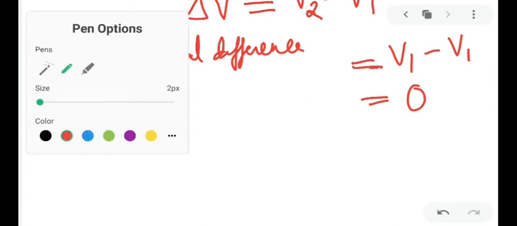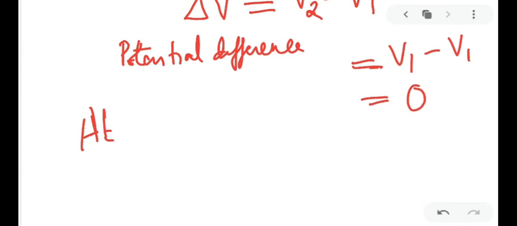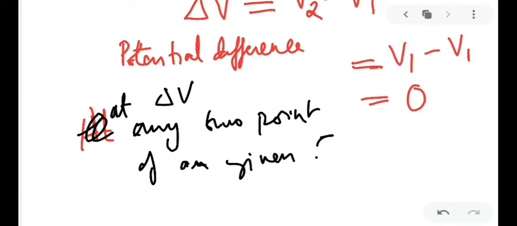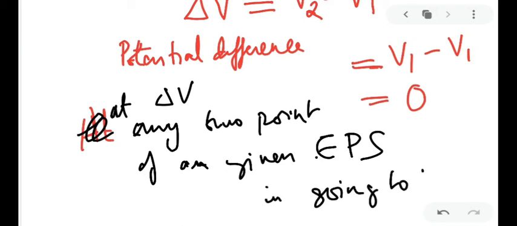So the potential difference delta V at any two points of a given equipotential surface, EPS in short, is going to be 0. Now, what implication does this have?